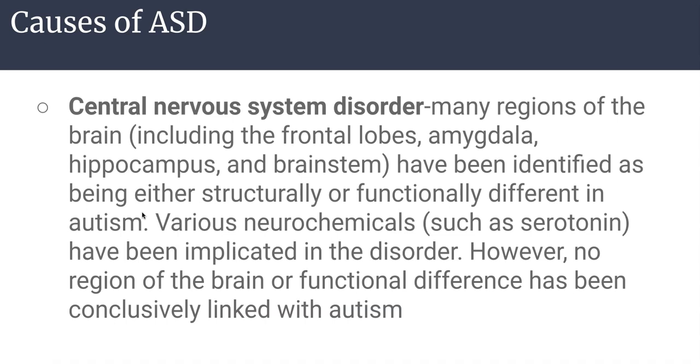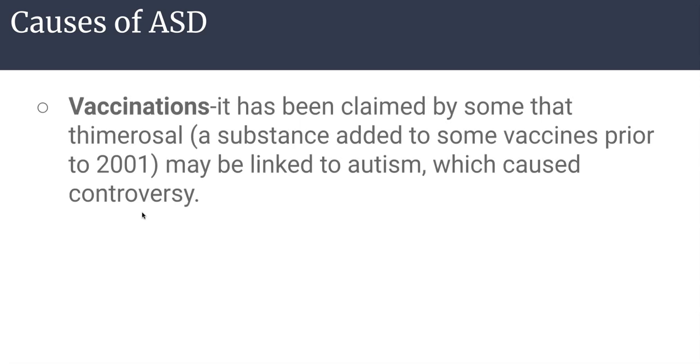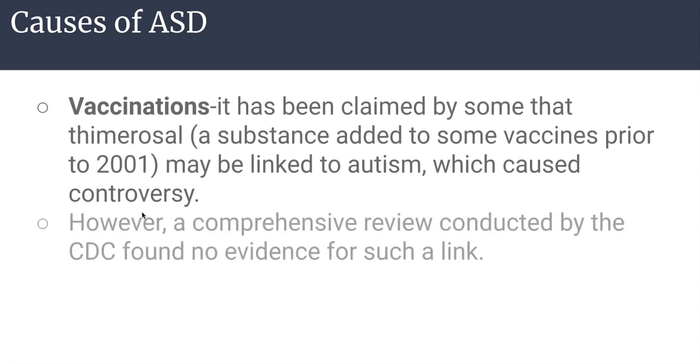Some people will call it a central nervous system disorder, where many different areas of the brain, the frontal lobe, the amygdala, hippocampus, brainstem, have all been identified as being involved in autism in some way. People with autism can have a different neurochemical construction. Chemicals such as serotonin especially have been implicated in the disorder, but again, it's not with everybody, and that makes it confusing.